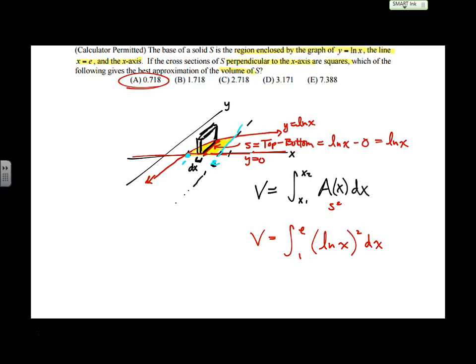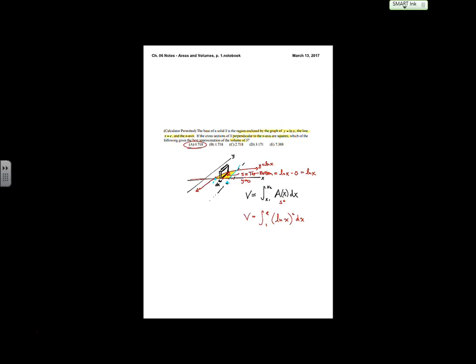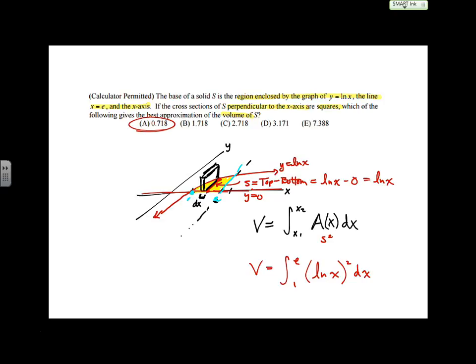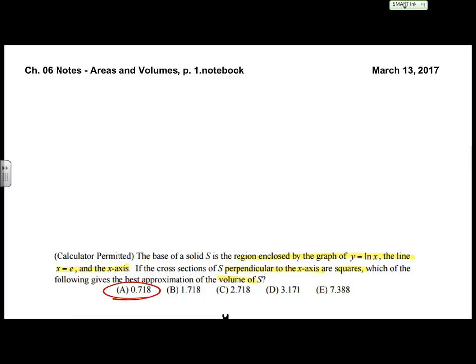Okay, you guys ready for another one? Yeah. Any questions on this one before we move on? Yeah. How could you recognize that without drawing it? You could see perpendicular to, like, let's just say I zoom in on this for a bit. This is how you could read it. Perpendicular to the x-axis are squares. I know that I'm going to need something squared, and I know I'm going to need a dx.